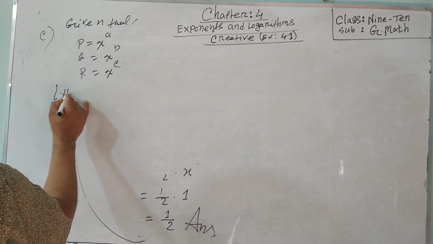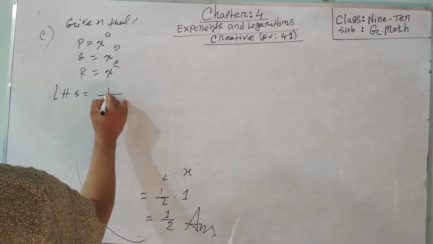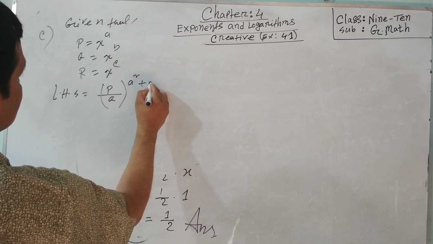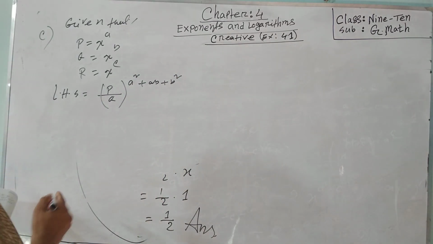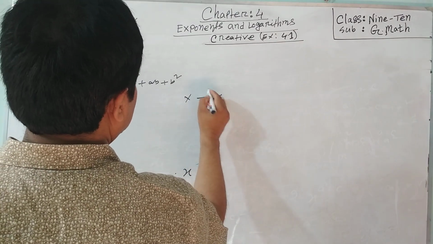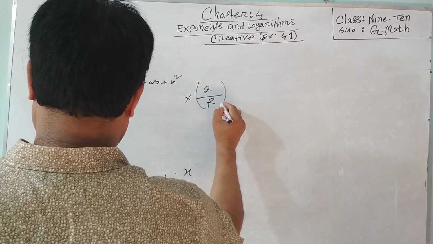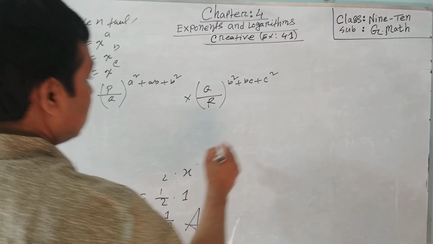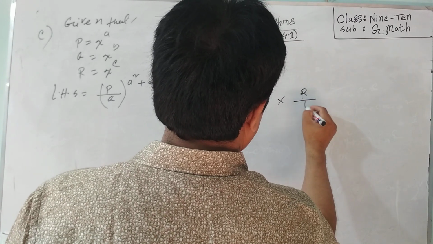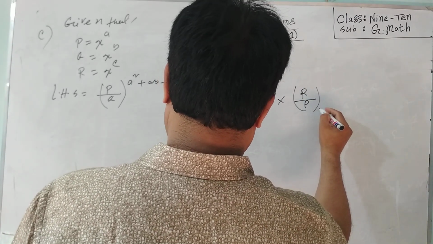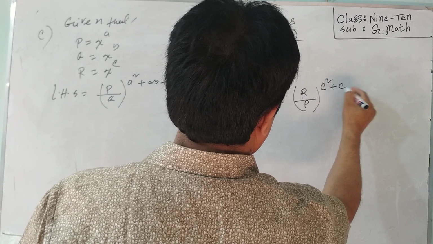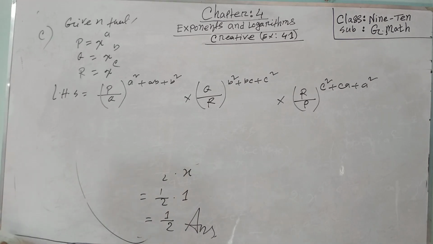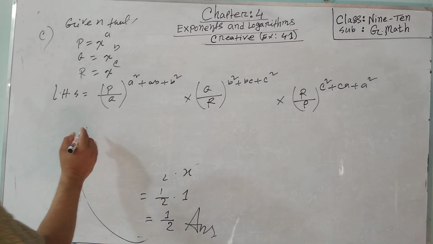So the left hand side is (p divided by q) to the power a square plus ab plus b square, into (q divided by r) to the power b square plus bc plus c square, into (r divided by p) to the power c square plus ca plus a square. We have to prove this equals 1.